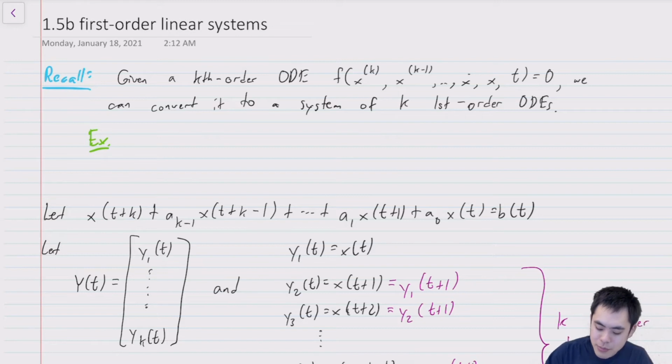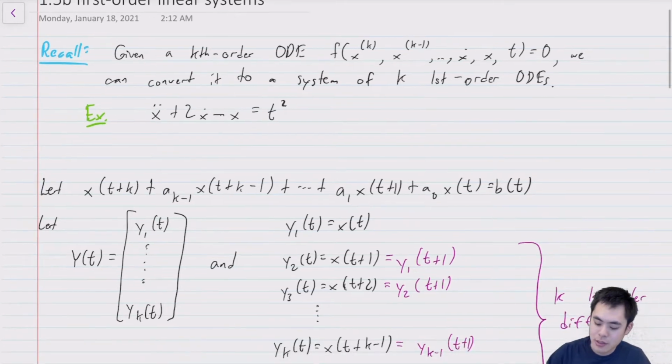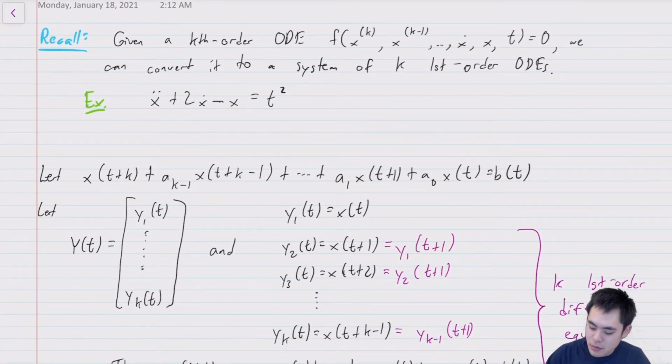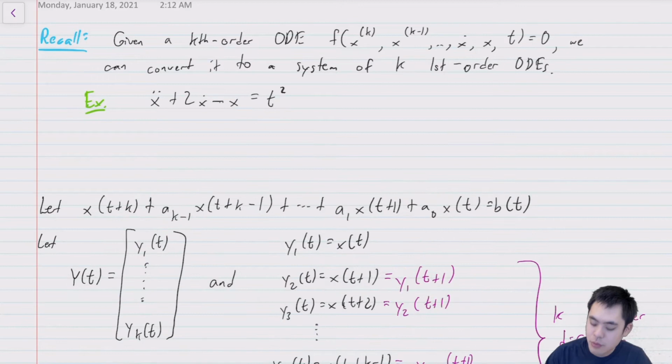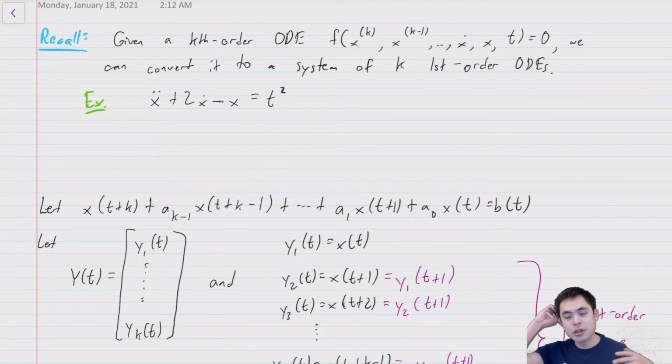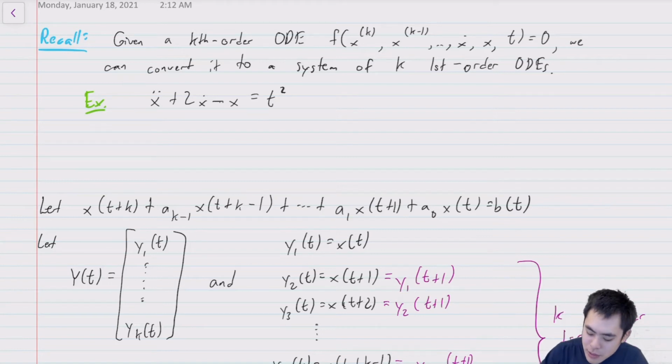So let's do a pretty simple second order ODE. Let's say x double dot plus 2x dot minus x is equal to t squared. Okay, so it's an inhomogeneous linear second order ODE. So once we have that, we want some y variables that we're going to convert our thing into. So let's start by converting it into, let's say, y1 is equal to x.